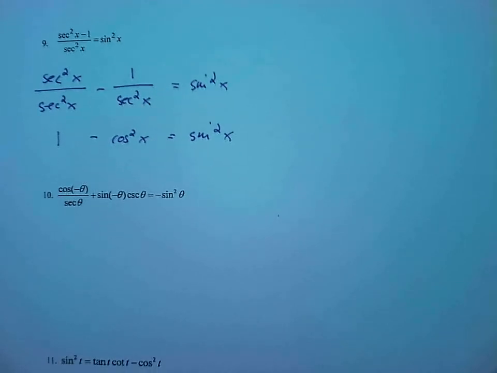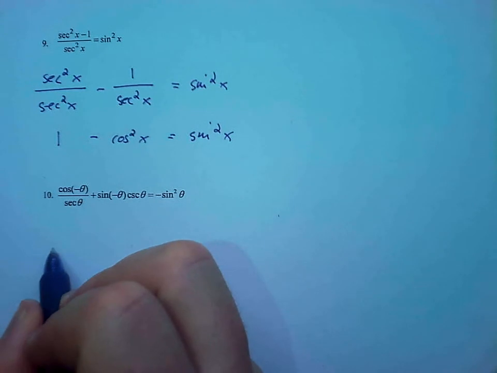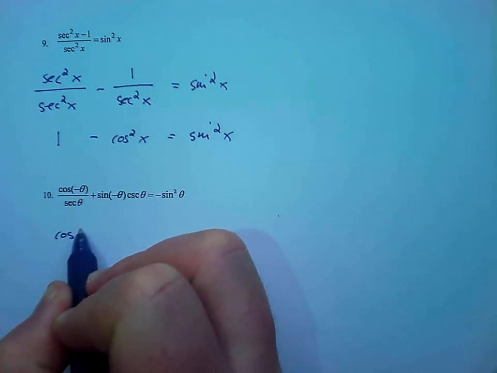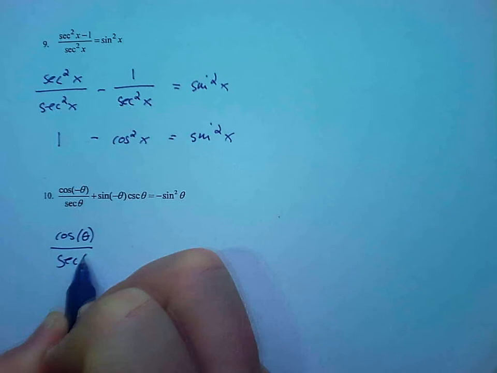Cosine of negative theta over the secant of theta plus the sine of negative theta over the cosecant of theta is equal to the negative sine squared of theta. Alright, well, we know that cosine is what? What kind of function is the cosine? It's an even function. So if cosine is an even function, then we can just rewrite this as the cosine of theta over the secant of theta.